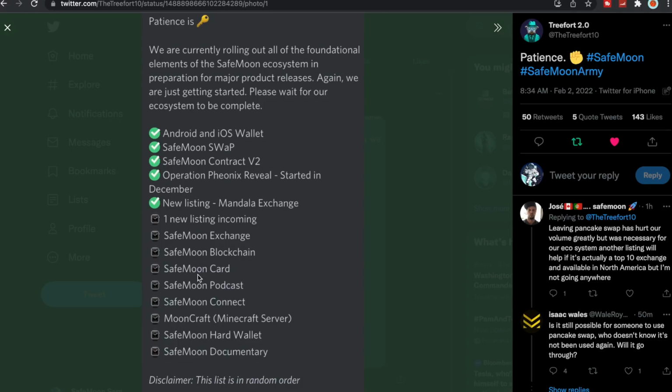And then once these are all implemented and everything has been done, we could see the Safemoon podcast and the Safemoon Connect. We could see Safemoon Connect before the podcast, but yeah. And we know that for Mooncraft, the servers are coming up, I think this week, they're going to be implemented. So yeah, I think this is going to be a huge year for Safemoon. I think we're going to see some major catalysts for Safemoon, and definitely very exciting. The documentary probably won't happen for like the next year or two, to be honest, until we really see the full effect of the ecosystem put in play. That's when we could see the Safemoon documentary.